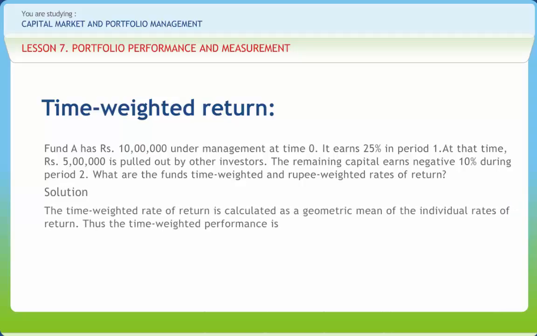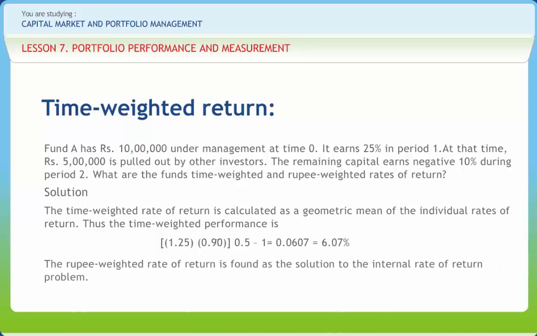The time-weighted rate of return is calculated as a geometric mean of the individual rates of return. Thus, the time-weighted performance is (1.25 times 0.90) to the power of 0.5 minus 1 equals 0.0607, which equals 6.07%. The rupee-weighted rate of return is found as the solution to the internal rate of return problem. Rupees 10 lakh equals rupees 5 lakh divided by 1 plus R, plus rupees 6,75,000 divided by (1 plus R) squared, where R equals 10.88%.